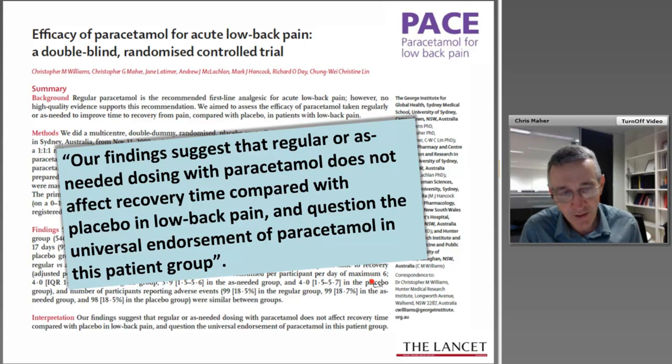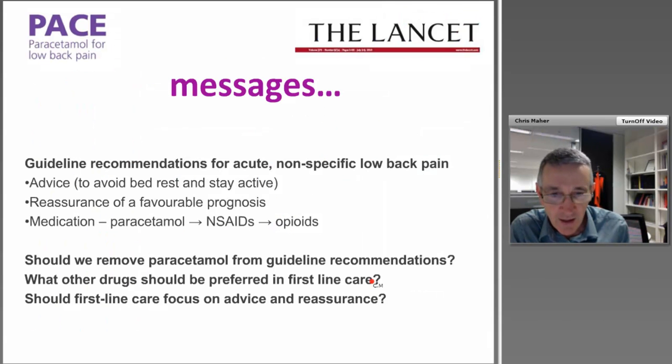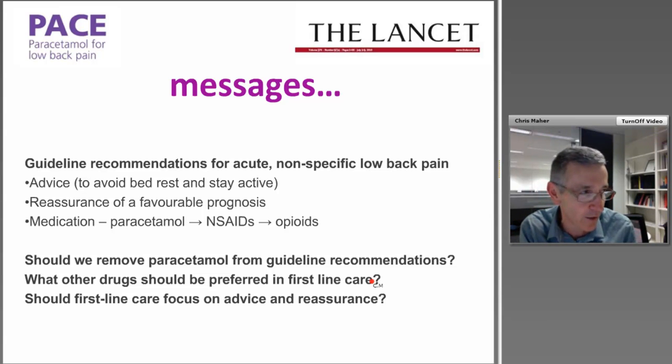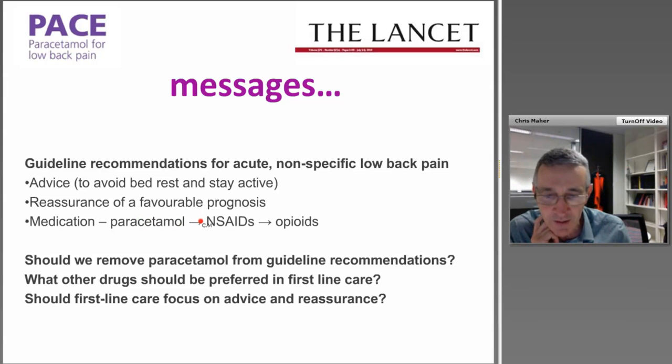And so the surprising result of PACE was that regular or as-needed dosing with paracetamol does not affect time to recovery or any of those other secondary outcomes, and it called into question the universal endorsement of paracetamol for acute low back pain. So in terms of what was the message from the PACE study, I guess we had to think long and hard about this because it actually was a really unexpected finding. We were expecting to see that there would be a difference between the 2 dosing regimens, and we thought that if you took paracetamol regularly, you get a much better result than the as-needed, but we never expected that both would be completely ineffective. And so thinking about this particular issue, it seems like we need to stop giving people paracetamol for acute low back pain because it doesn't work.